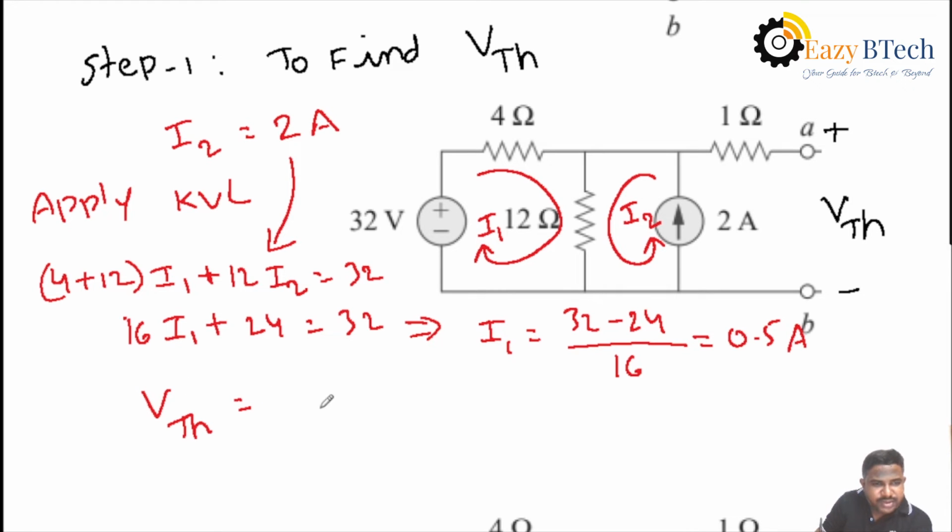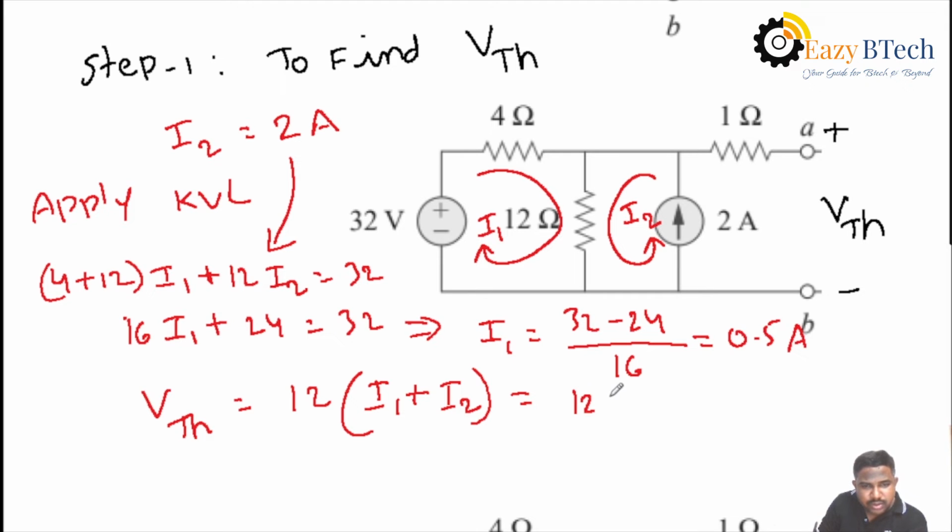Thevenin's voltage with H equal to 12 into what is the drop across 12? Both currents are passing in the same direction. That's why taken as I1 plus I2. That is 12 into I1 0.5, I2 2, then 2.5. That's V Thevenin's voltage, that is 30 volts. That is the first step.